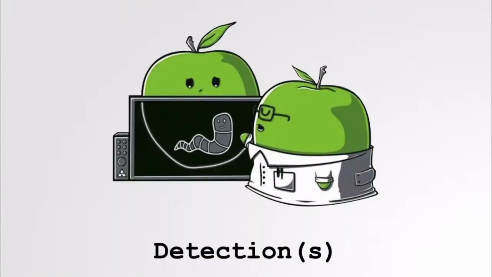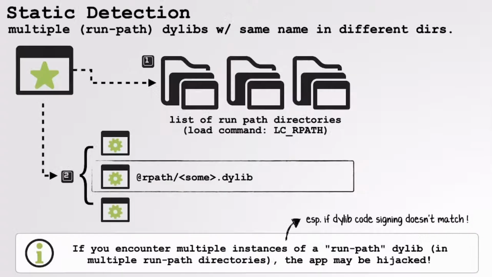So let's talk about some detections, because I don't like to just break everything and be part of the problem. I want to be part of the solution as well. So let's first start talking about static detections, because it's actually pretty easy to detect Dylib hijacking. All you really have to do is scan applications or programs, and if you encounter multiple instances of a run path dynamic library, the app may be hijacked. Basically, if you see two Dylibs with the same name in an application bundle that have different code signing information, that is a huge red flag.